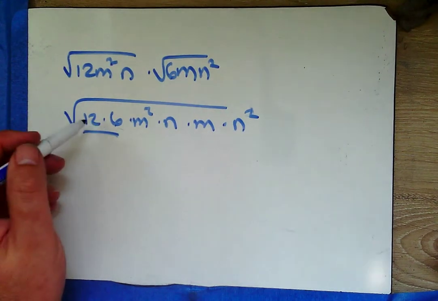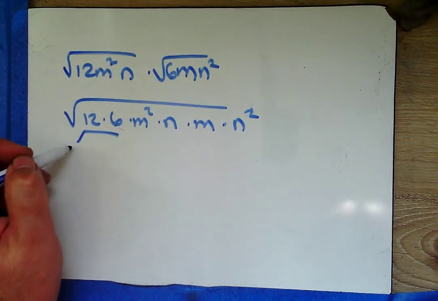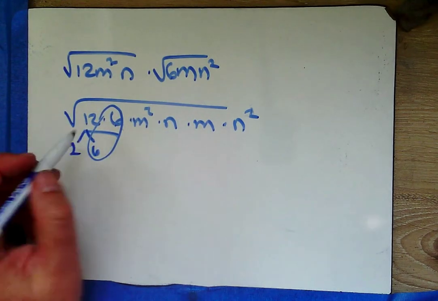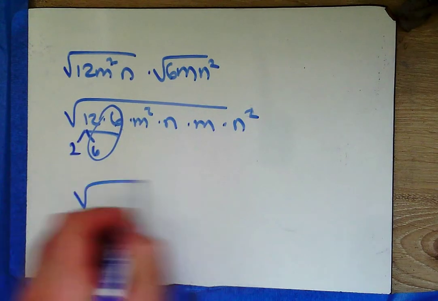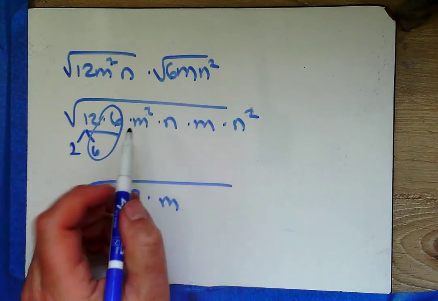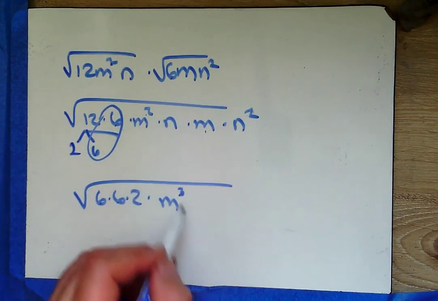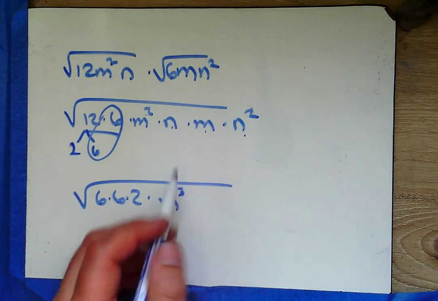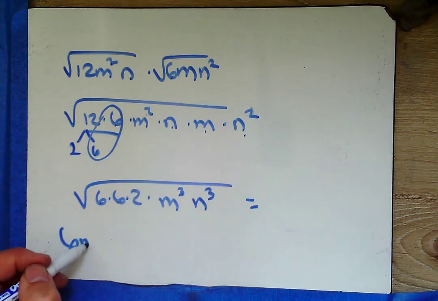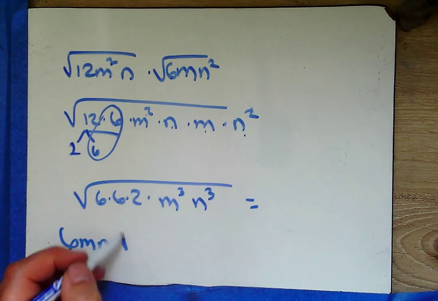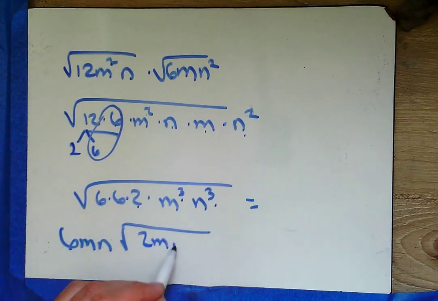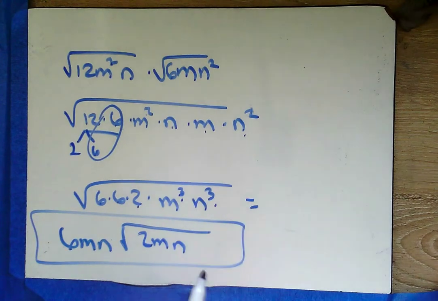And here, I already see 12 times 6, and I know that 12 breaks down to 2 times 6, so I've got a pair of 6s. And so I might want to think about this as 6 times 6 times 2. I've got n to the second times n to the first, n to the first times n to the second. And now when I go to simplify, I pull out 6, I pull out an m, I pull out an n, and I'm left with one of these, and one of these. 2n. Okie doke.